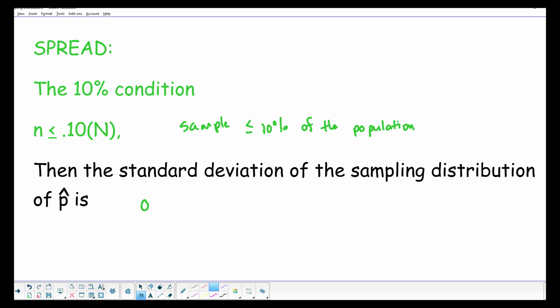The standard deviation of the sampling distribution of p hat is equal to the square root of p times 1 minus p divided by n. But again, this 10% condition must be satisfied, so we always need to look at what our sample size is supposed to be and how big the population is supposed to be. If the 10% condition is not satisfied, then we simply cannot use this formula to calculate, and we have to make some other kind of assumption.